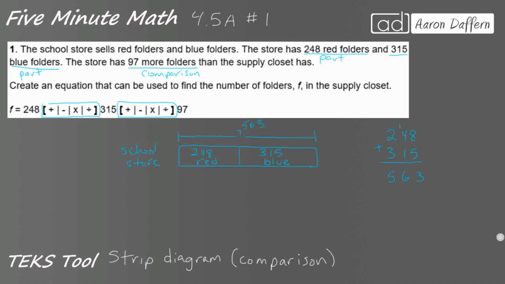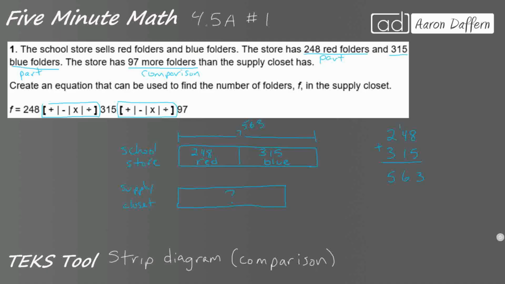The second part says the store has 97 more folders than the supply closet. So we're comparing two quantities. We've got the store and then we've got the supply closet. One of them is 97 more, and we need to be very careful how we read it. The store has 97 more. So I'm going to draw a bar here, and it's going to go not all the way, but halfway into the blue. And this is our unknown, right?